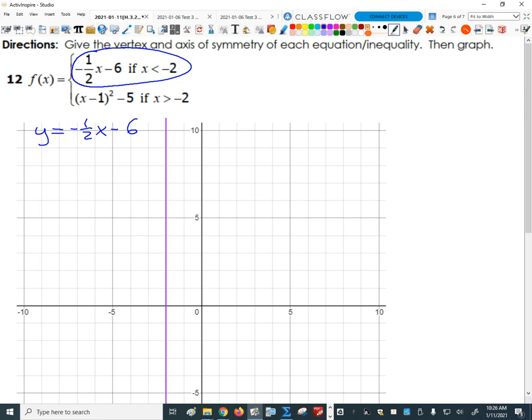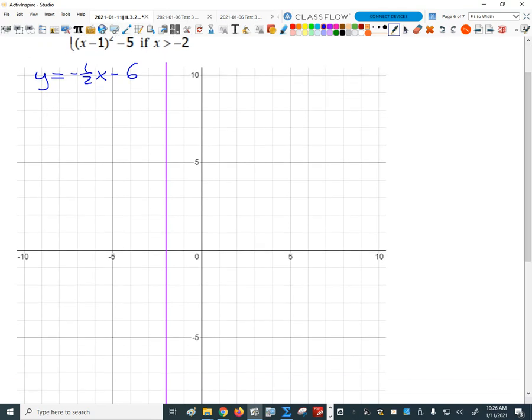We could use a t-table also, couldn't we? We could use a t-table and we could just pick a couple points, convenient points that are in that blue region, right? So if we make a t-table from this, and here's our t-table. Let's see. We're going to be way down here, aren't we? So I'll make my t-table up here.